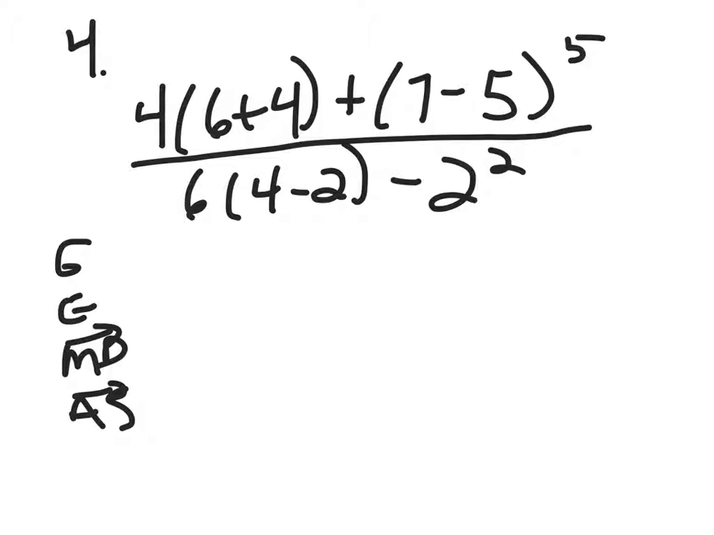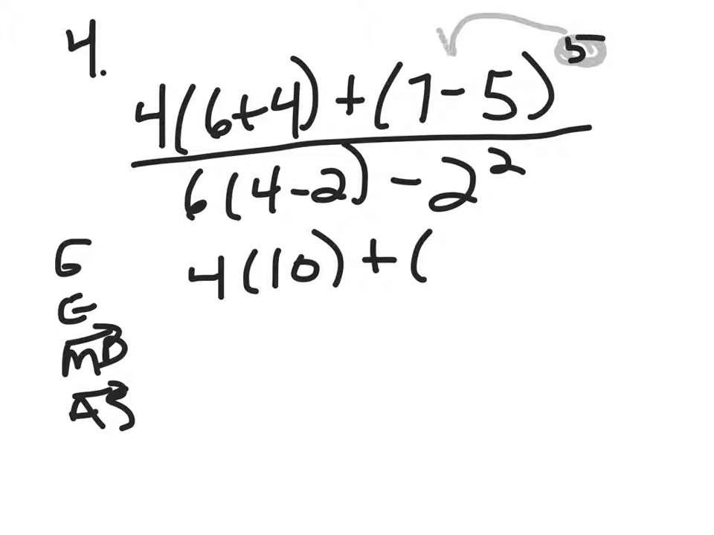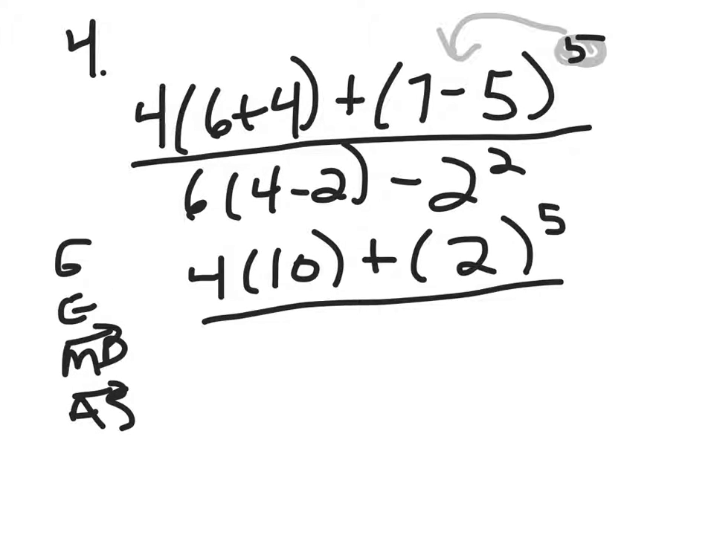To solve this problem, I'm going to look at the numerator first, and I have grouping symbols in the numerator, so I'm going to do those. 6 plus 4 is 10. 7 minus 5. Now be careful again, we have this exponent here. The exponent goes with the answer to that parentheses, so that would be 2 to the 5th power. I'm not going to touch the bottom yet.